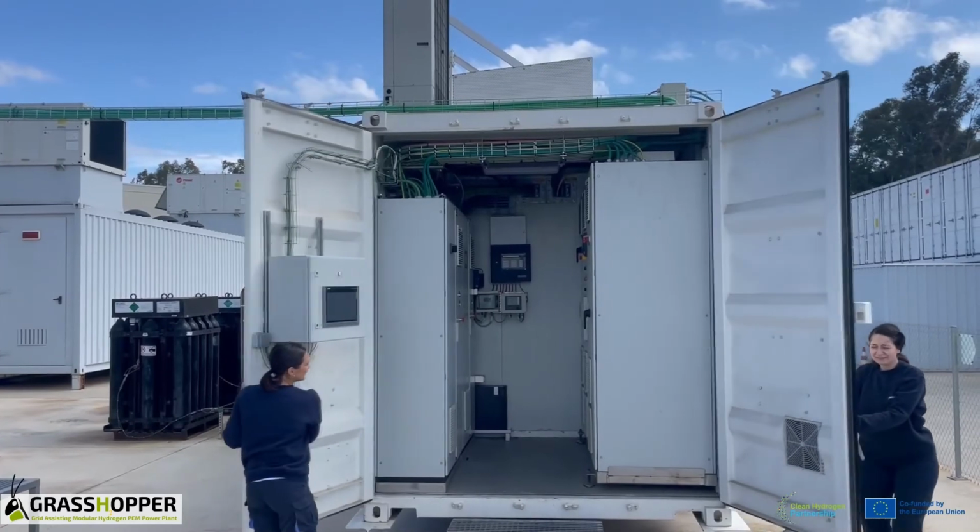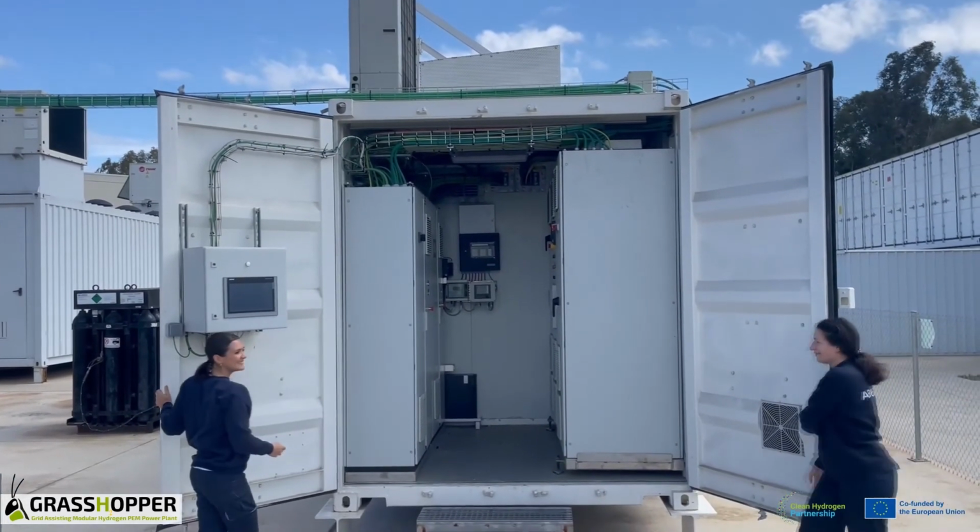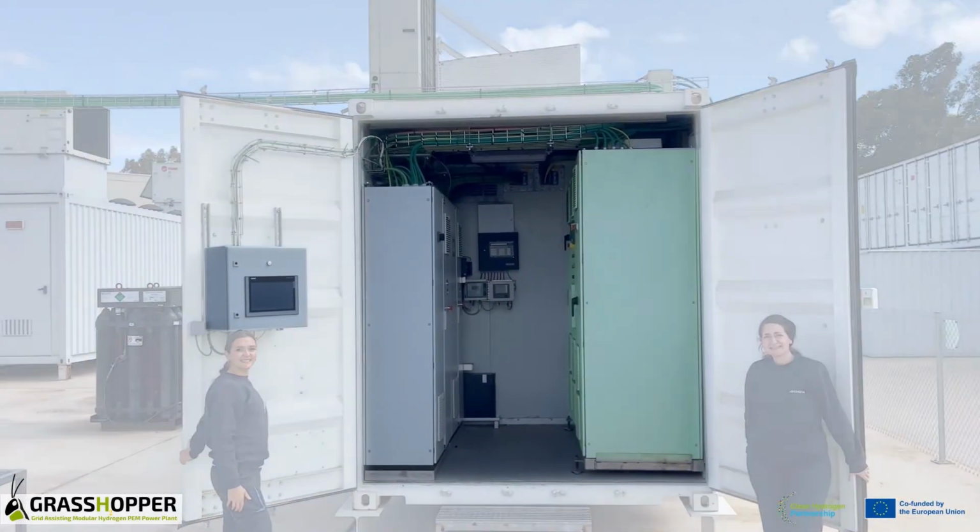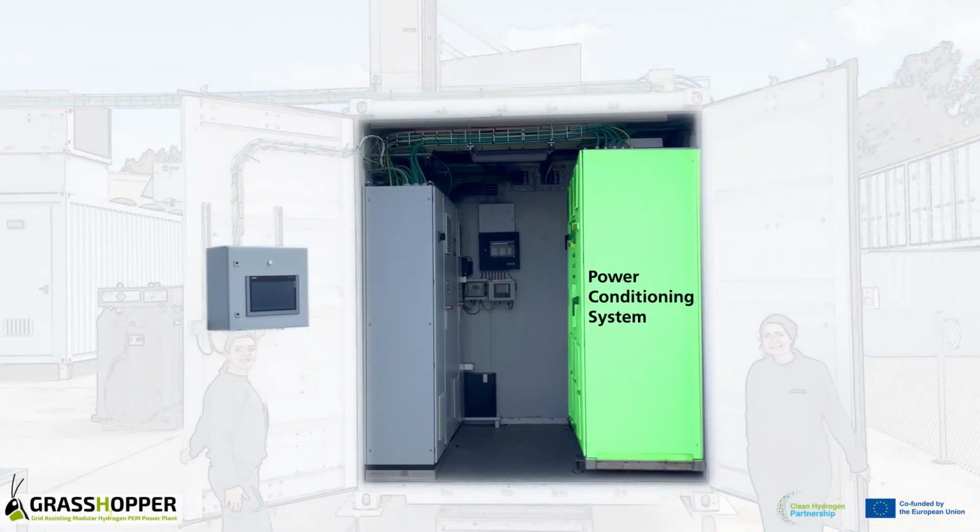PEM fuel cells produce DC power, therefore it needs to be transformed into AC power. This is the role of the power conditioning system, a critical part of the balance of plant. Along with it, you can also find the auxiliaries power cabinet and the control cabinet in this compartment.